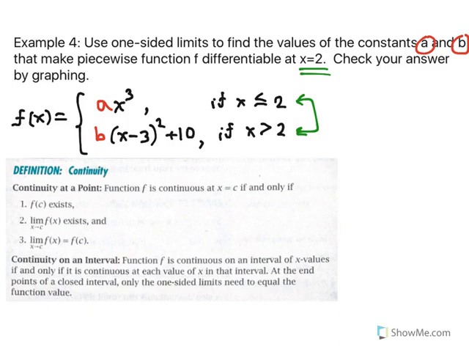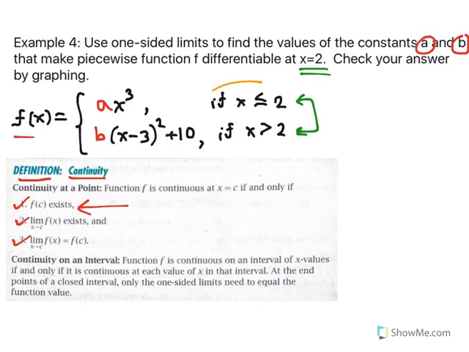How do we make sure that the function f is continuous at x is equal to 2? So we have to go back to the definition of continuity. How do we make sure that the function f will be continuous at the point where x is equal to 2? We have to make sure that all three of these conditions are satisfied. So we have to, 1, make sure that the function is defined at x is equal to 2. It is defined at x is equal to 2.